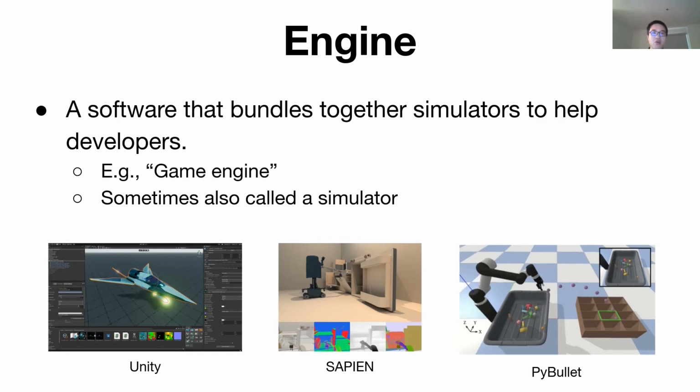Next, we call software that bundles together simulators to help developers an engine. For example, the game engine Unity, SAPIEN, and PyBullet. Many people do not make the distinction and would call all these engines a simulator.